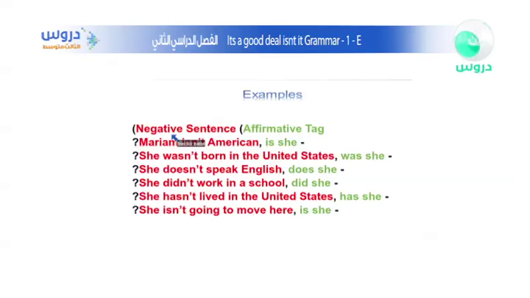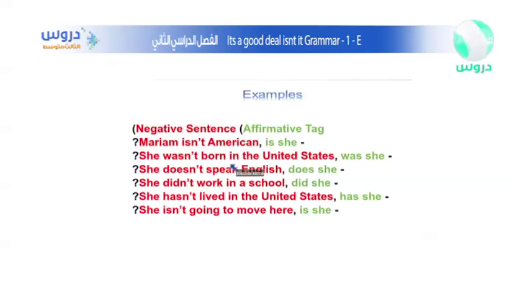Okay, this also applies to the negative sentence with an affirmative tag. So, Maryam isn't American, is she? It means that I know that Maryam isn't American, but I'm asking just to make sure. And if I want to make sure about a sentence or a statement, then I just add a tag question for it.